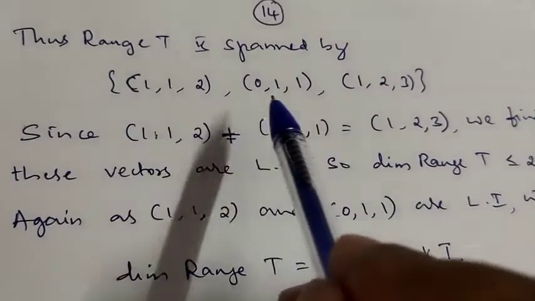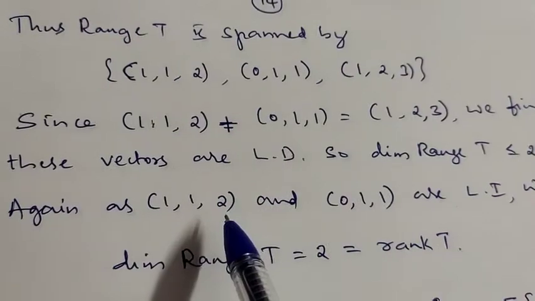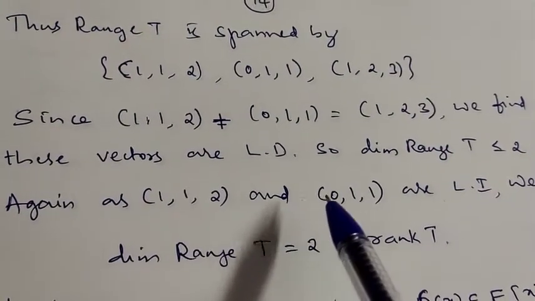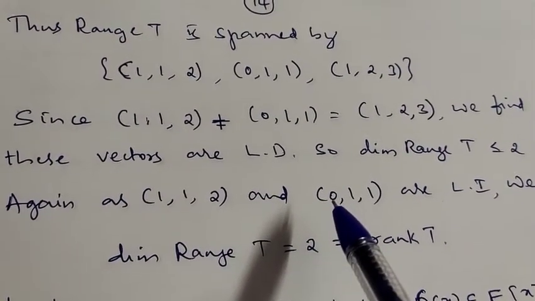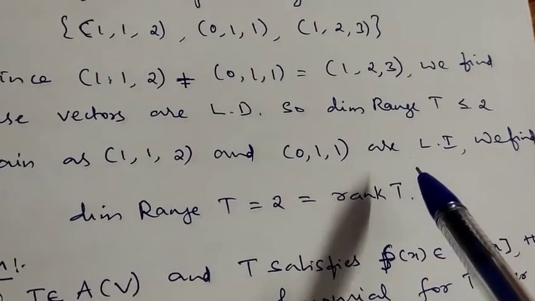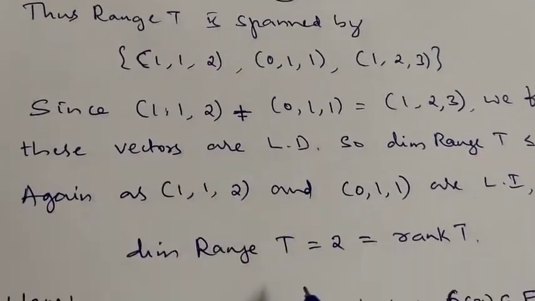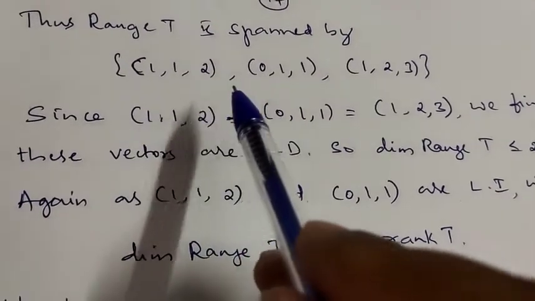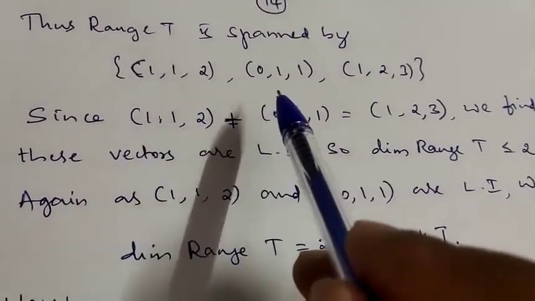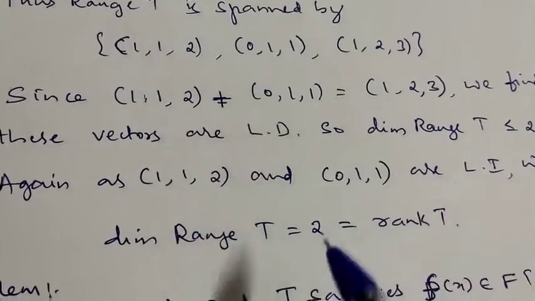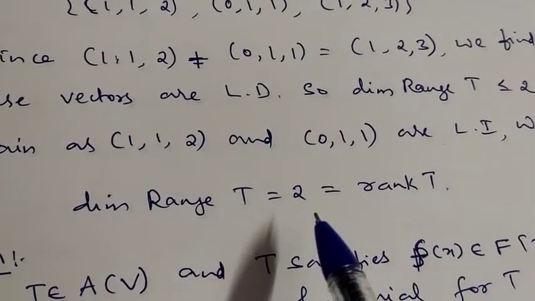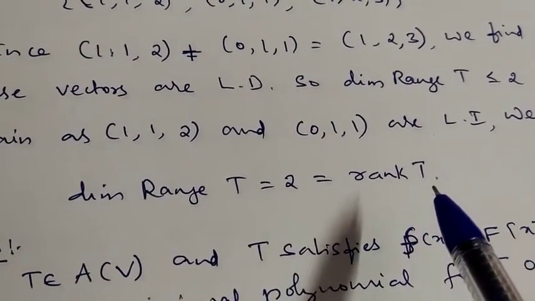So from this spanning set I have chosen the two vectors which also span the range of T and are linearly independent. Therefore the dimension of the range of T is what? These become the basis elements: (1, 1, 2) and (0, 1, 1). Therefore the dimension of the range of T is 2, that is denoted by the rank of T.